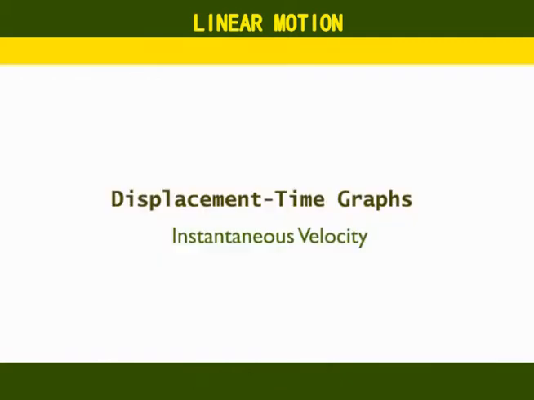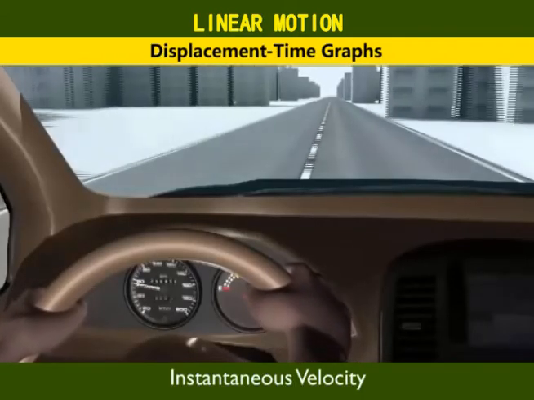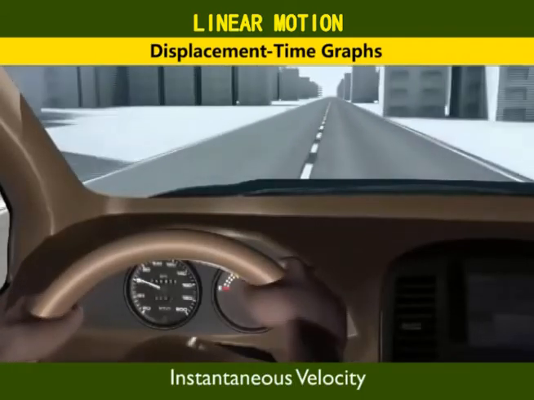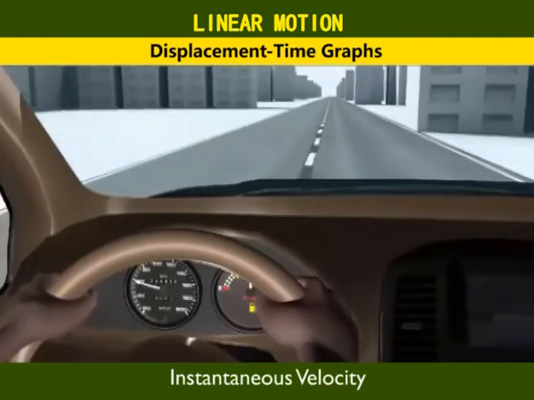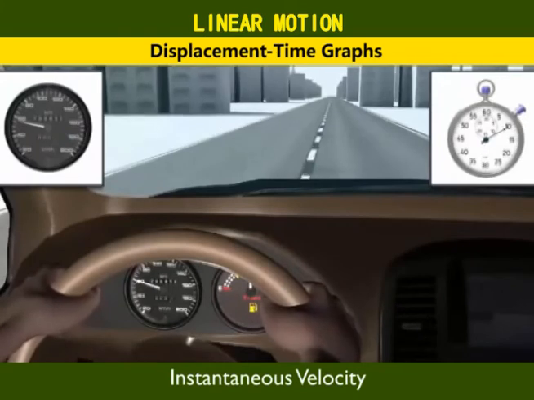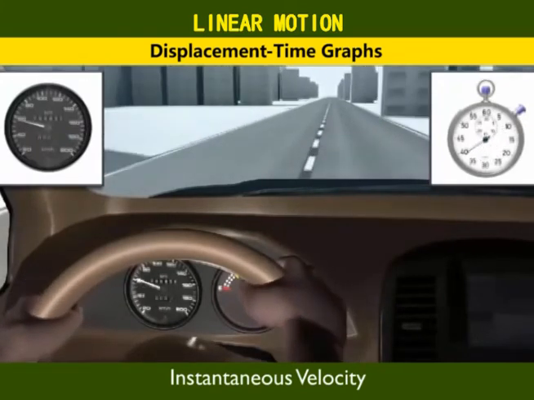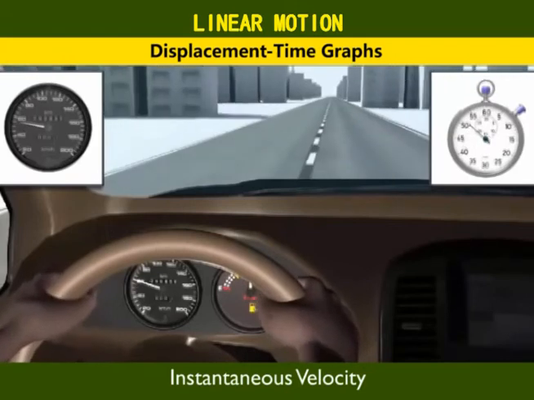Next is instantaneous velocity. Now we talked about the speedometer of a car fluctuating constantly during motion. The speedometer reading gives the velocity at that instant, called instantaneous velocity. It represents the rate of change of displacement at that instant of time.